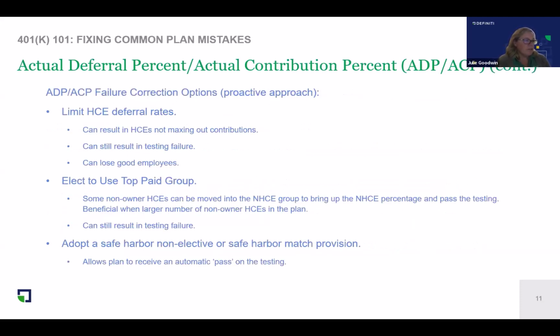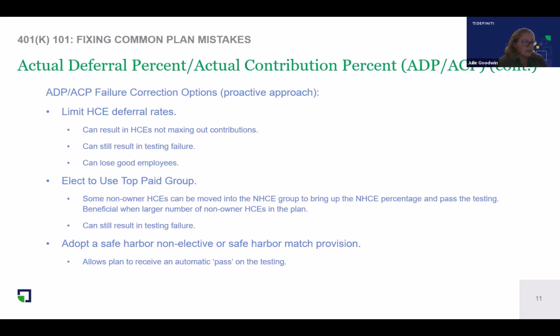Some proactive approaches when you're failing an ADP test is to look to next year. One of the things you can do is limit the rates that your HCEs defer. This can result in your HCEs not maxing out their contributions. You can still fail testing. You can lose good employees because they can't contribute to their retirement plan.